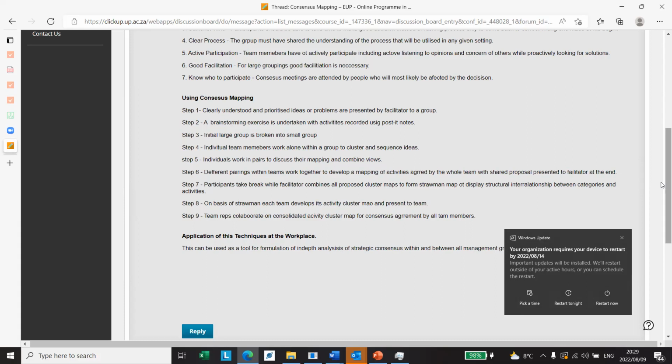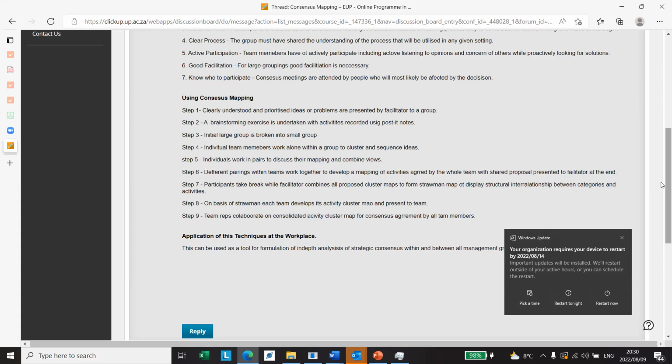Individual team members work alone within the group to cluster and sequence ideas. Individuals work in pairs to discuss their mapping and combine views. Different pairs within the team work to develop a mapping of activities to agree and share proposals. Participants then take a break. After they come back from the break, each team develops its activity cluster and presents that to the team. The team reps collaborate and consolidate activities into an activity cluster map for consensus by the whole team.